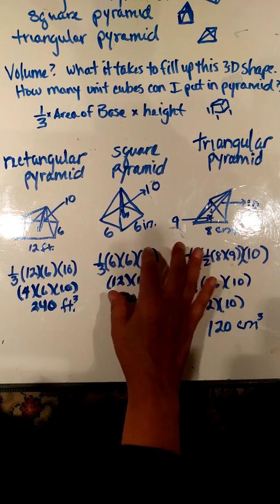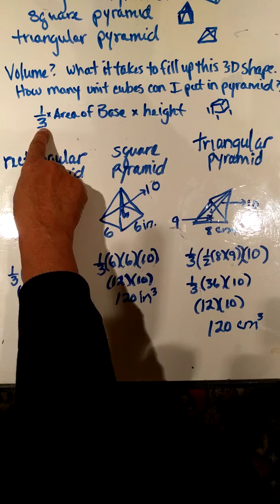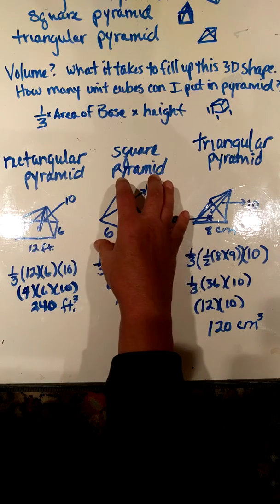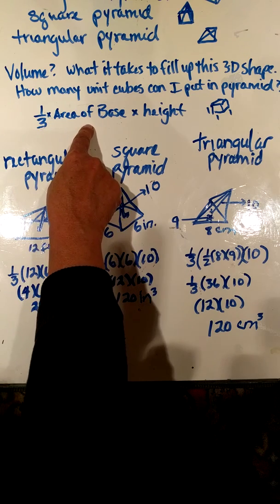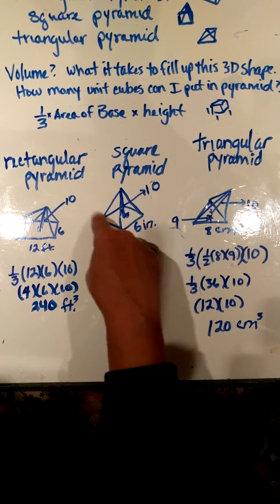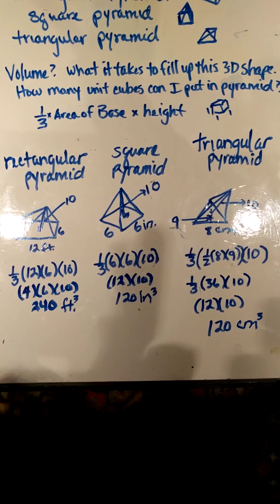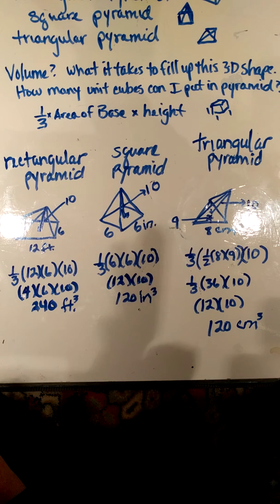Now it's interesting to see that the 1/3 comes up here. If you think about these as prisms, you don't have anything like a 1/3. You're just basically taking the area of the base times the height. So in a pyramid, you're cutting out so much of this shape. You're taking only 1/3 of that calculation of a general volume of a prism. So that's something to think about.